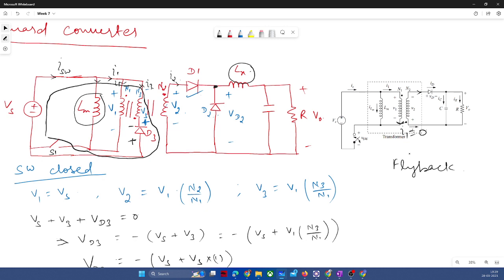Yes, sir. So it is basically the current transfer. Yeah, current transfer, the basic difference between flyback and forward. You can certainly say in that manner.